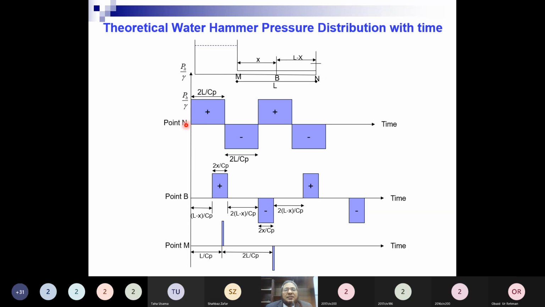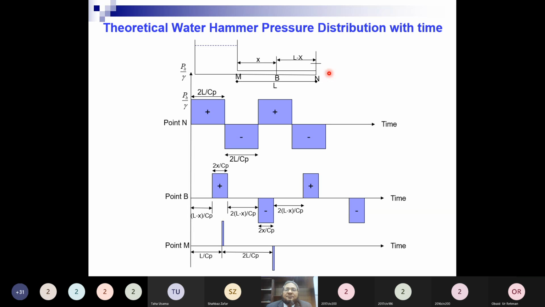Here we have shown in this diagram the water hammer pressure at point N, and N is the location of the valve. At this point the pressure remains positive for a time 2 L over Cp, and then the pressure changes to negative for a time 2 L over Cp. The main purpose of studying these diagrams is basically to understand this water hammer phenomena in detail.